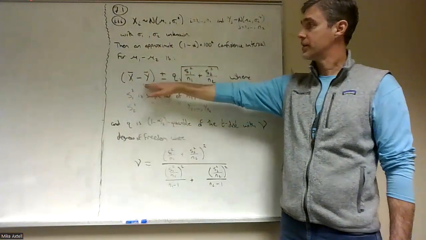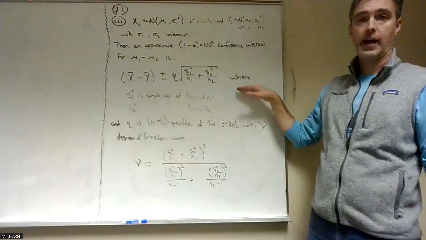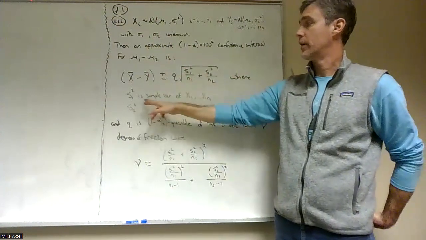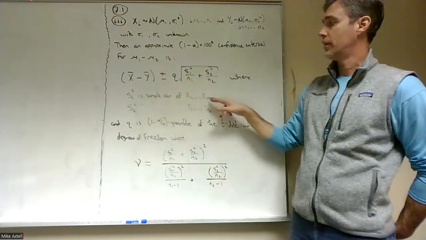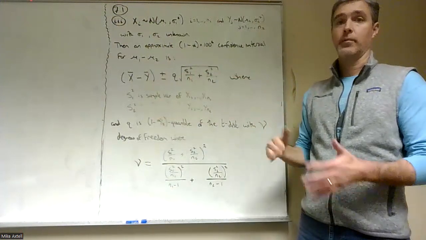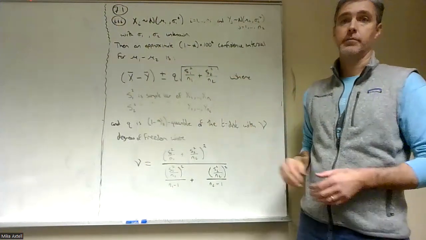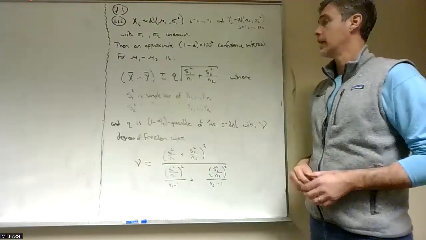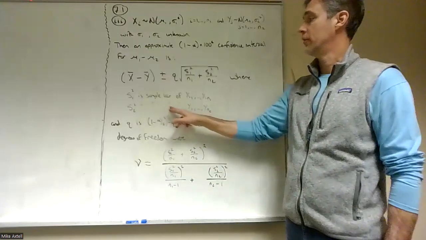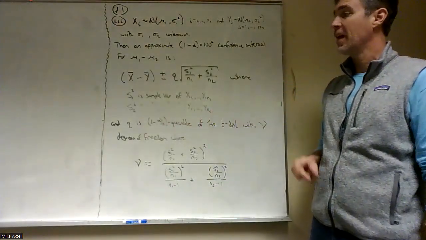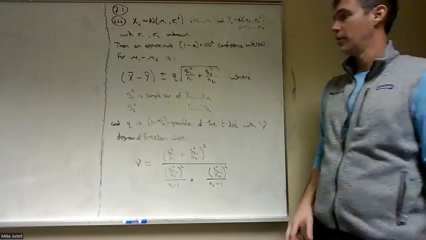And I've got this result here as the confidence interval, where S1 squared is the sample variance of x1 up to x sub n sub 1. So that'd be 1 over n sub 1 minus 1 times the sum of each data point minus the sample mean, squared, added together. Okay, and S sub 2 is the sample variance of y sub 1 dot dot dot y sub n2. Okay, and here's the tricky part.